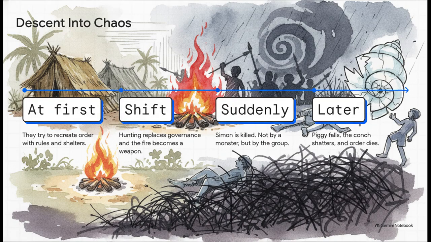To put it into perspective, just look at this timeline. It starts off super optimistically on day 1 with rules and shelters, but by day 30, the huge shift happens. The fire becomes a weapon. Then we hit the truly brutal turning points. Day 60. Simon, literally the only boy who understands the real truth about the island, is killed by the group. And the very next day, the physical conch shell shatters. Piggy falls, and with him, every last illusion of order completely dies.